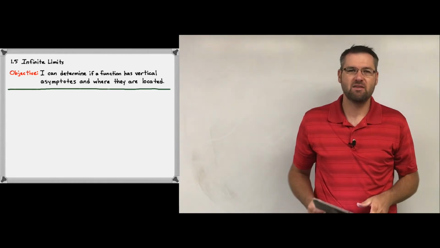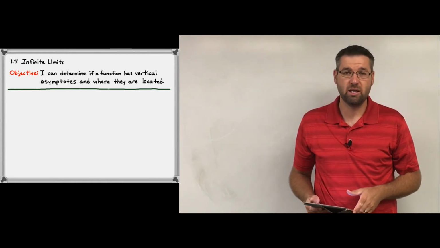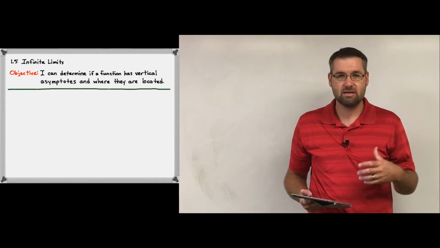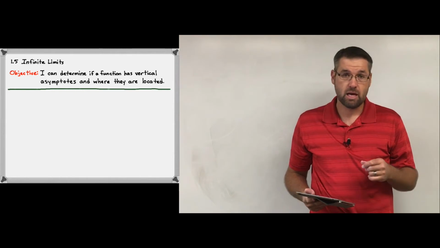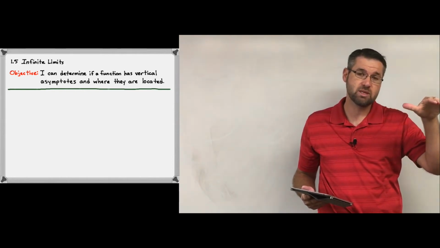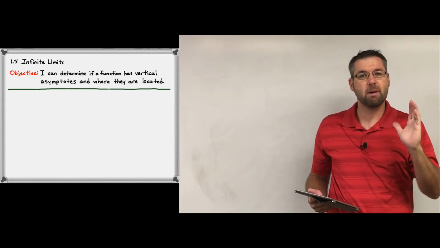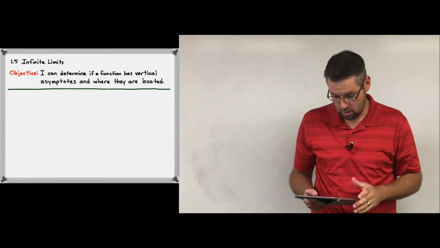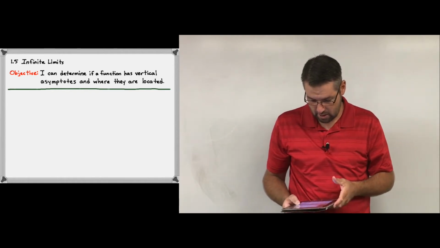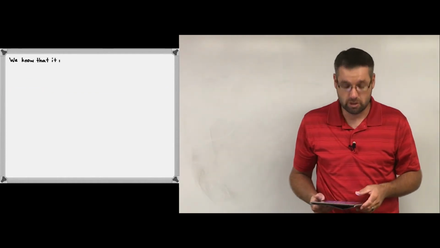Hey everybody, this is lesson 5 of unit 1 of our AP Calculus curriculum. Today we're going to talk about the idea of infinite limits. Last lesson we talked about a horizontal asymptote and what that looks like. Today we're going to talk about what a vertical asymptote not just looks like, but what the actual definition is. With that said, let's go ahead and get started.